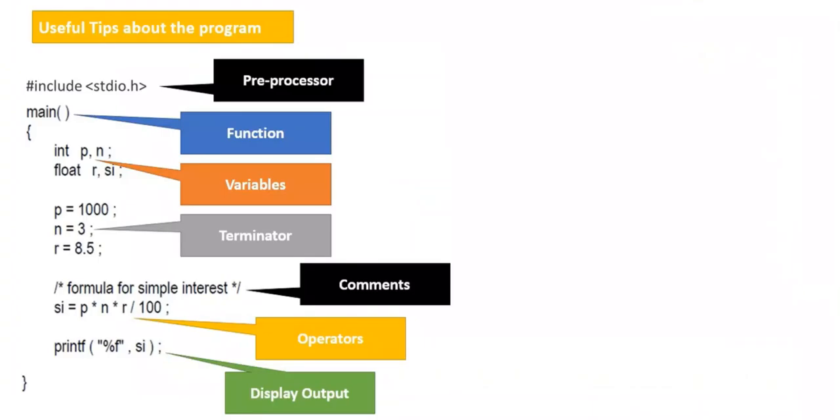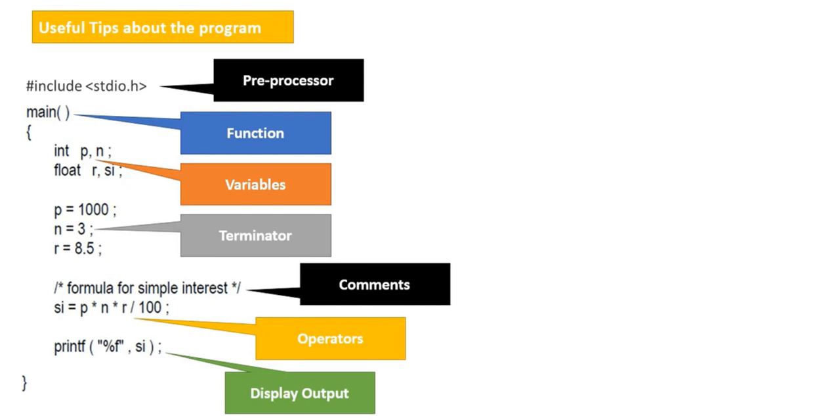Now in the program discussed, we assumed the values of P, N and R to be 1000, 3 and 8.5. So every time we run the program, we would get the same value for simple interest. Now, if you want to calculate simple interest for some other set of values, then we are required to make the relevant changes in the program and again compile and execute it. Thus, the program is not general enough to calculate simple interest for any set of values without being required to make a change in the program.